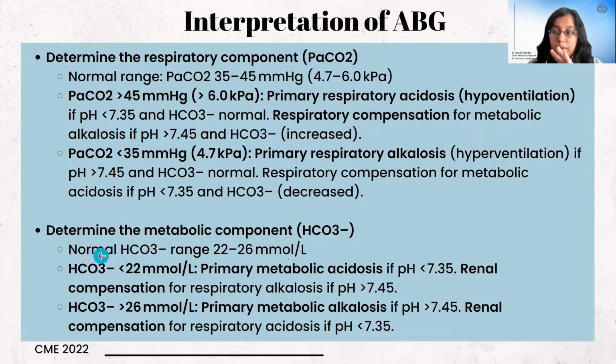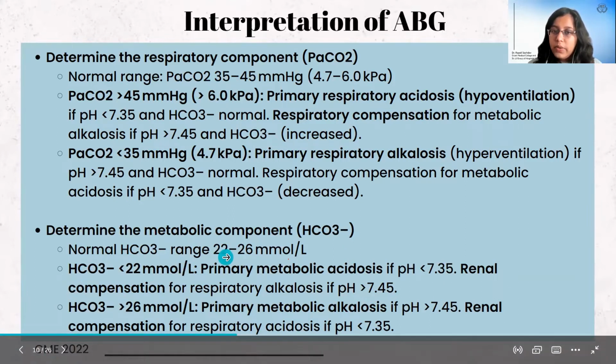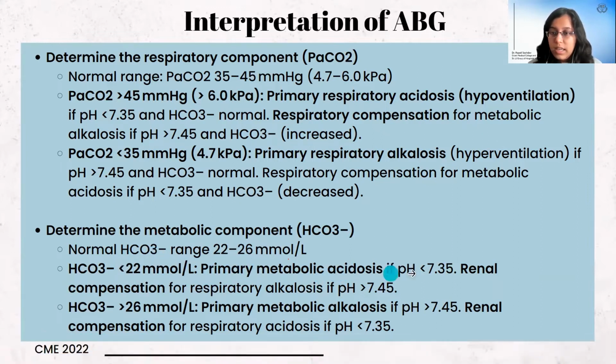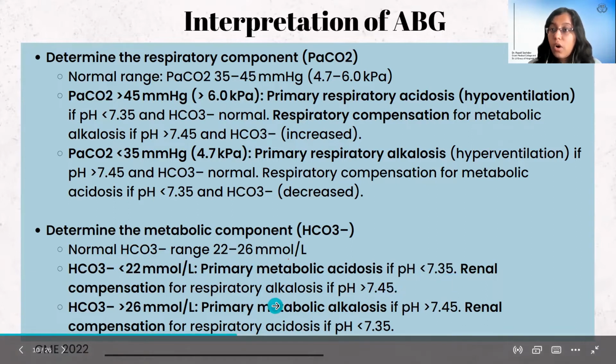Then the last step, the fourth step is determining the metabolic component. You look at the bicarb, HCO3 minus. Your bicarb should be between 22 to 26. If it is below 22, that means it's metabolic acidosis. If your pH is again in acidosis, or it is renal compensation, your kidneys are compensating. If your pH is above 7.45.